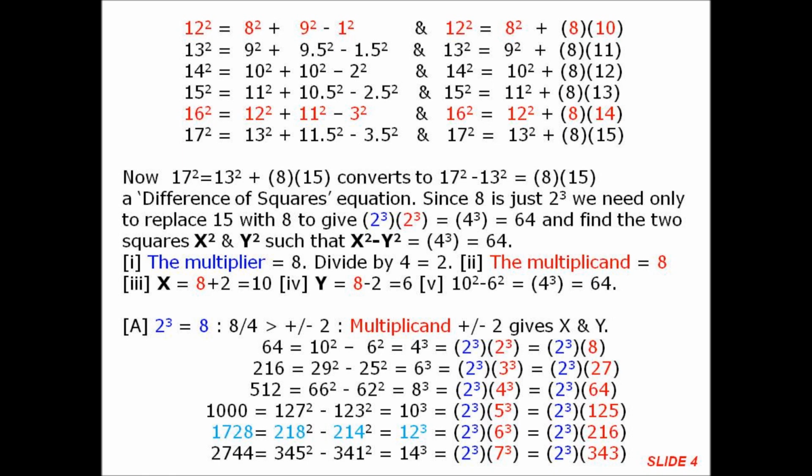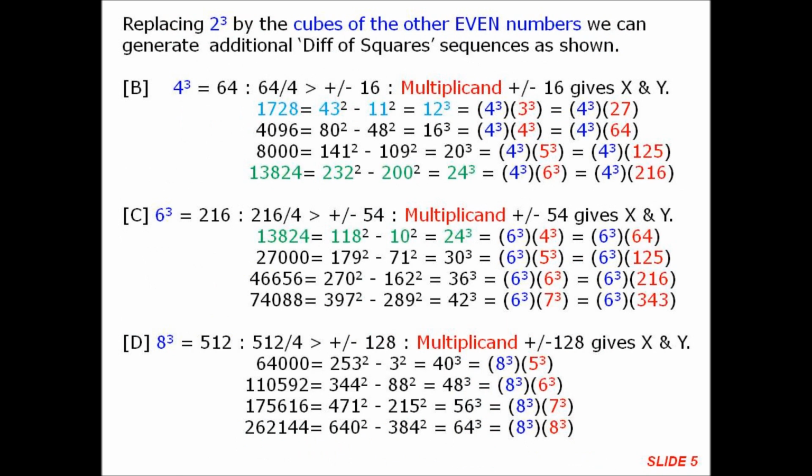Observing the difference of squares obtained in Table A, we note that 29 minus 10 equals 19, which is equal to the difference of 3 cubed minus 2 cubed, and 66 minus 29 equals 37, which equals the difference of 4 cubed minus 3 cubed, and so on and so forth. Replacing 2 cubed by the cubes of the other even numbers, we can generate additional difference of squares sequences as shown in tables B, C and D.